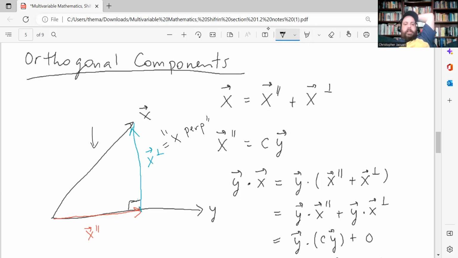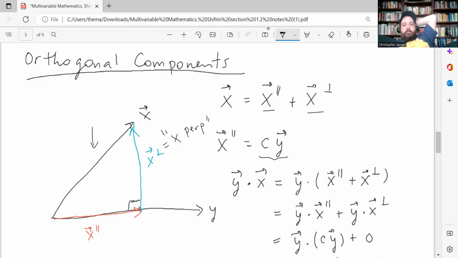Right, so we can write the vector x in terms of those two vectors, the red vector and the blue vector. In other words, x is the parallel vector plus the perpendicular vector. The parallel vector to y, just using the definition of parallel vectors, means that x with the parallel symbol in the superscript is some constant, or some scalar, times the vector y.